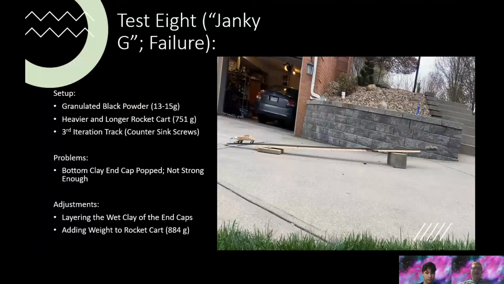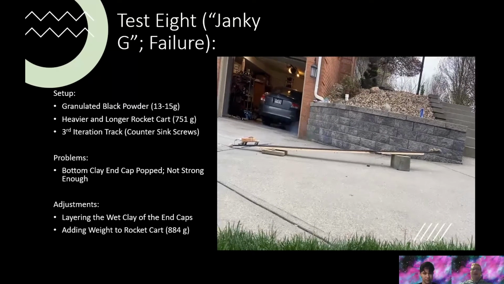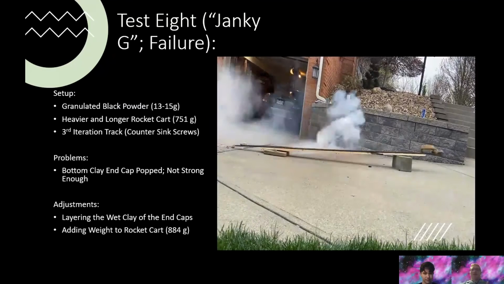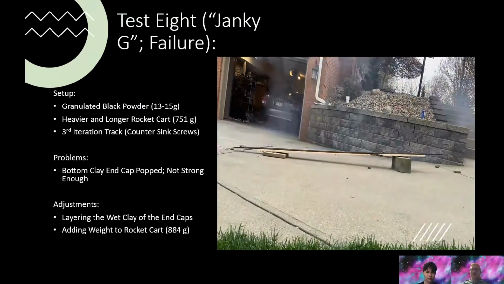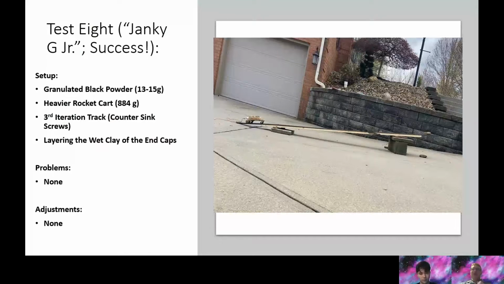Now, test 8, I'm sorry to say, Janky G was a failure. We used granulated black powder, and funny enough, it happened again. The bottom clay end cap actually popped out and wasn't strong enough to hold, as you can see from the explosion about halfway through the video. So this time we decided to use a layer. We decided to add layer by layer wet clay onto the end caps to make them stronger and add more weight to the rocket cart to counteract the increased thrust.